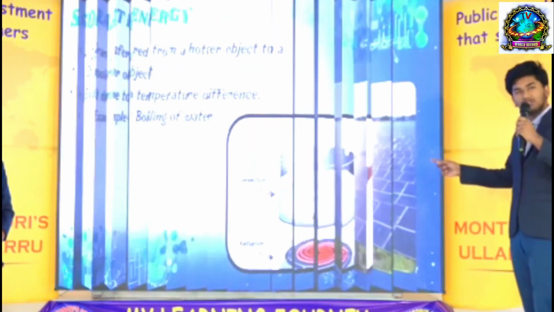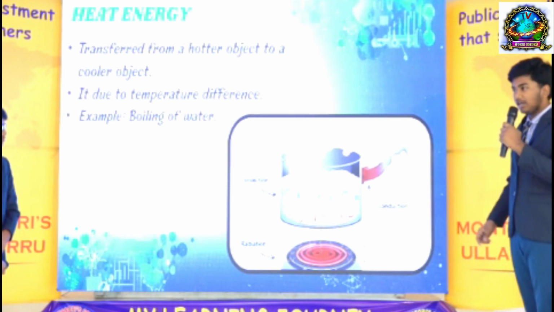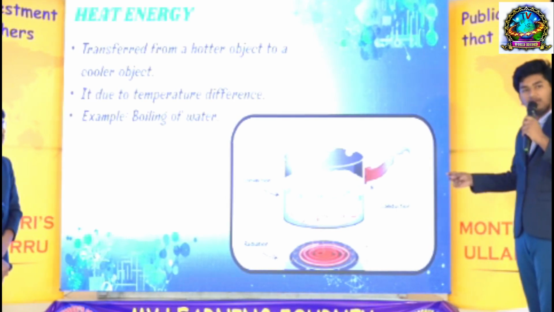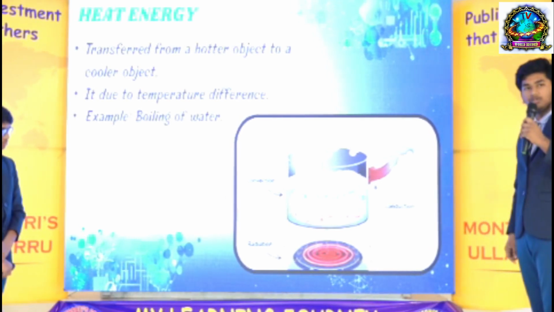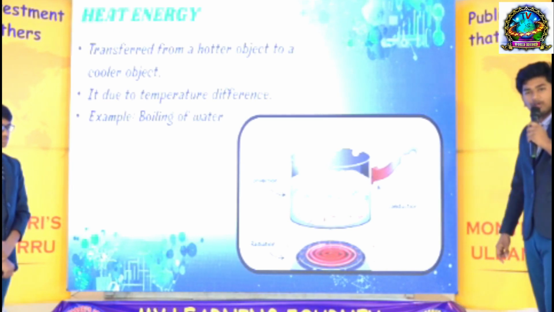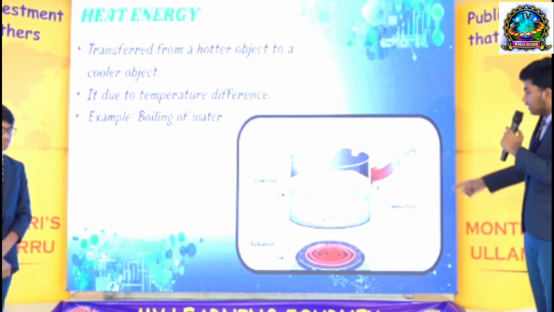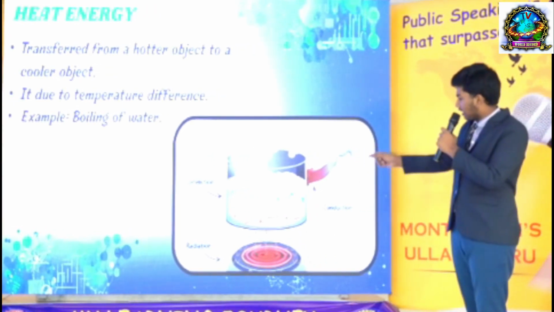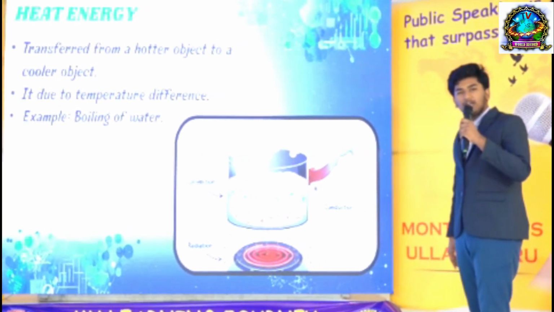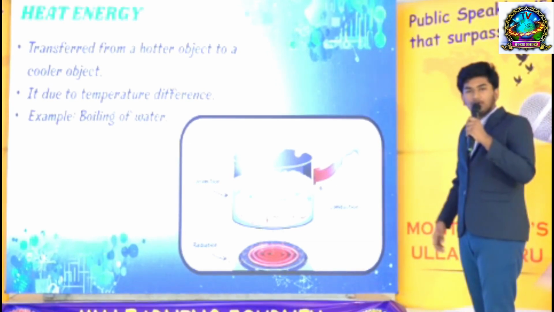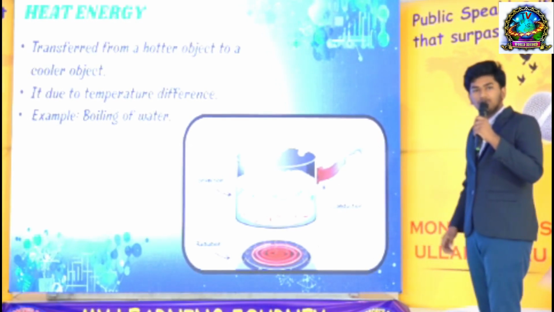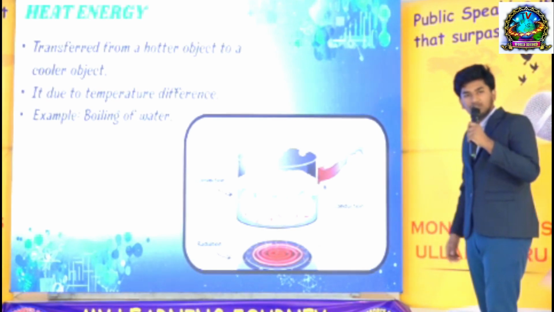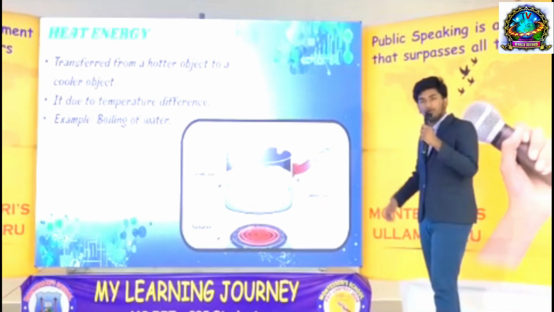And now we will discuss about heat energy. Heat energy is the energy that transfers heat from the hotter object to a colder object due to temperature differences. For example, we can see in this picture here heat is transferred in 3 types. They are radiation, conduction and convection. Radiation is the transfer of heat from the stove and conduction is the transfer of heat through the metal pan and convection is the transfer of heat inside the water.